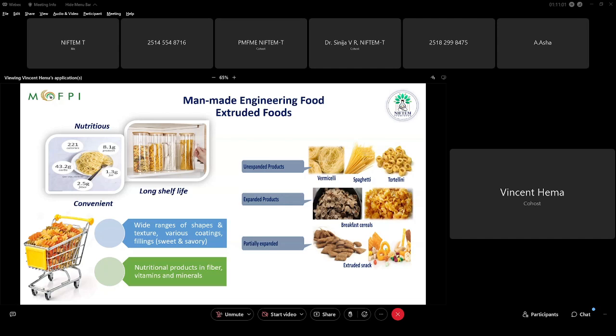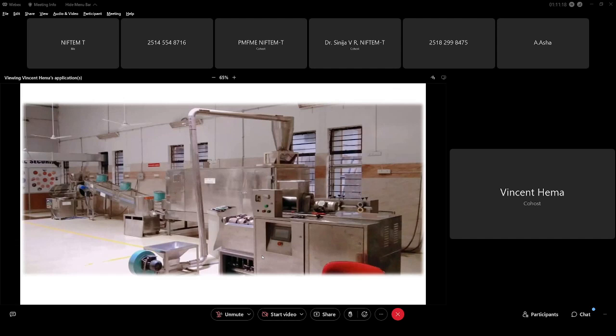School-going children's nutrient requirement is high protein food, and a geriatric person's nutrient requirement is high energy, low protein, and high dietary fiber. So depending on the nutritional requirement, we are able to produce this food by using these extrusion techniques.